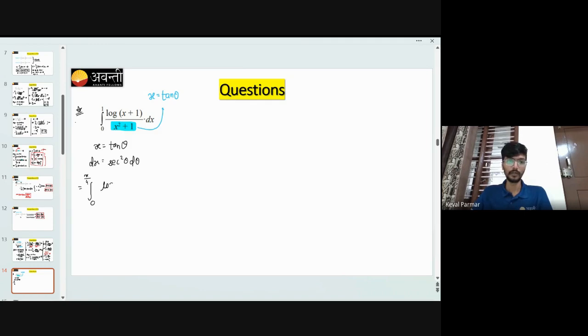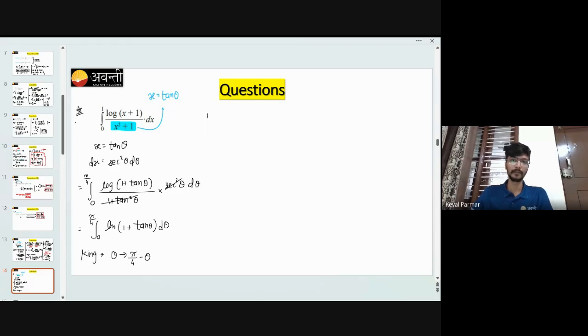What will I get? I'll get log of 1 plus x, meaning 1 plus tan theta, upon 1 plus tan square theta, which is sec square theta, into sec square theta d theta. So this and this will get cancelled. Now I'll be left with integration 0 to pi by 4 log of 1 plus tan theta d theta. After this, what will I use? I'll use king. What does king say? Replace theta with pi by 4 minus theta. Let this be I and equation number 1.